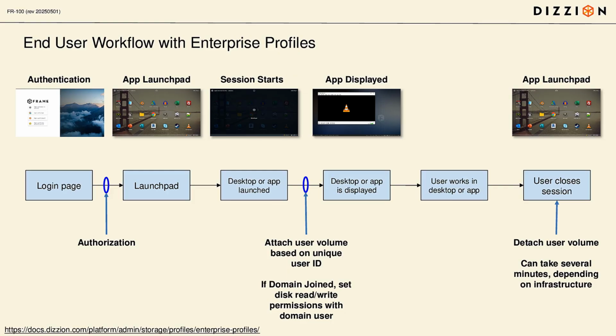From the end-user workflow, Enterprise Profiles provides a seamless experience as illustrated in this slide. The user is presented with a login page and accesses their assigned Launchpad. They request a session for a desktop or application. In the background, the user profile volume is attached based on a mapping to their unique user ID. For domain-joined machines, their domain user will be used as permissions. The session is then displayed and the user does their work. Once the session is closed, the volume is detached and the changes are saved.